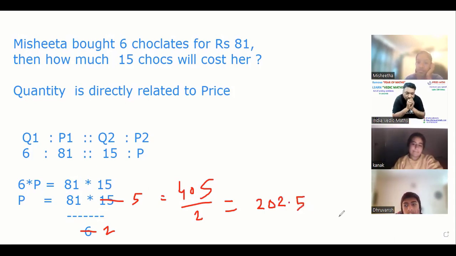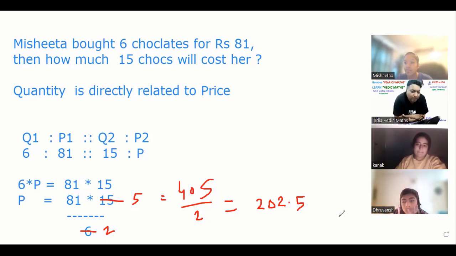That's it. But more than the numbers, what is the method? Proportion. Find out whether it is direct or indirect. Put the 2 values of quantity and 2 values of price here, depending on that. Clear, Mishita? Do you want to ask me anything on this? Sure, Mishita? Comfortable? Good. Thank you. Next one.